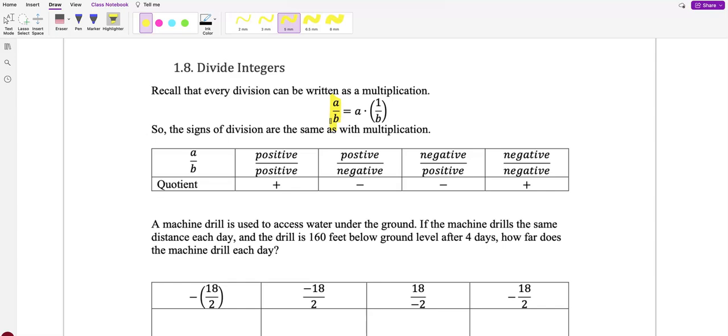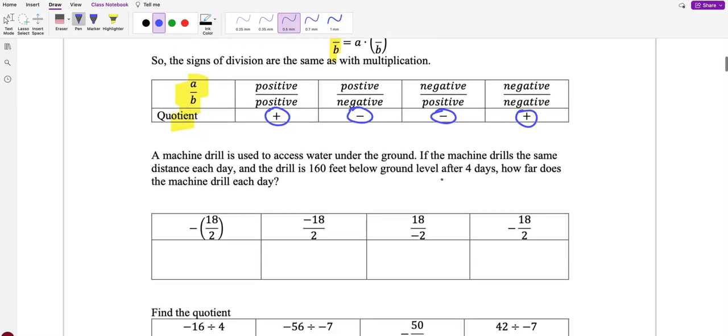So if I've got a quotient of a over b, that's the same thing as setting up as multiplication. If both numbers are positive, I get a positive. Both numbers are negative, I get a positive. And if the numbers are mixed, I will get a negative.